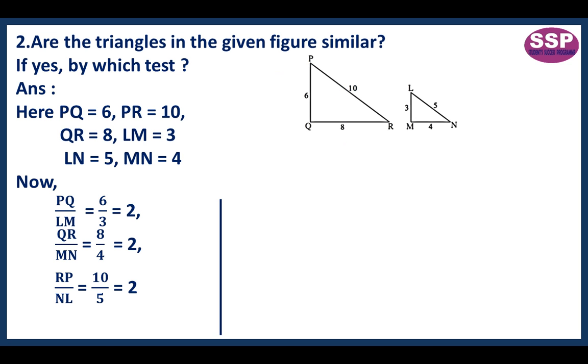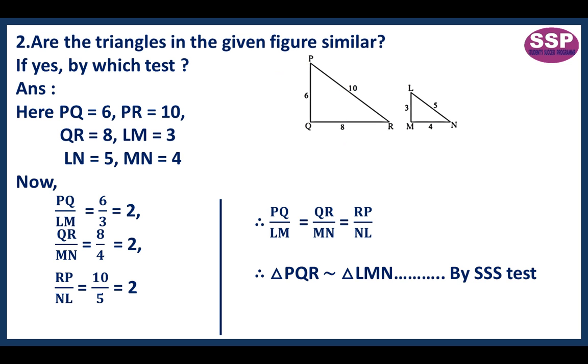Now from this we can write PQ upon LM is equal to QR upon MN is equal to RP upon NL. This means the ratios of corresponding sides are in proportion. Therefore triangle PQR is similar to triangle LMN by side test, that is by SSS test.